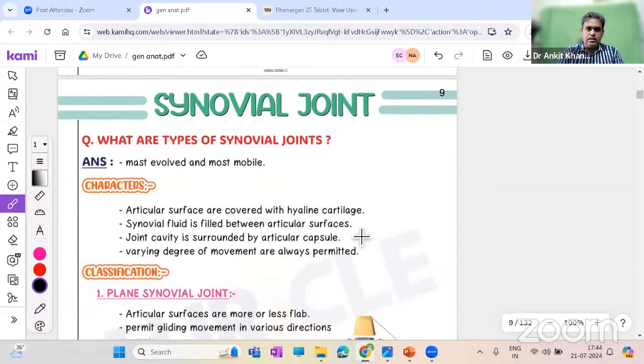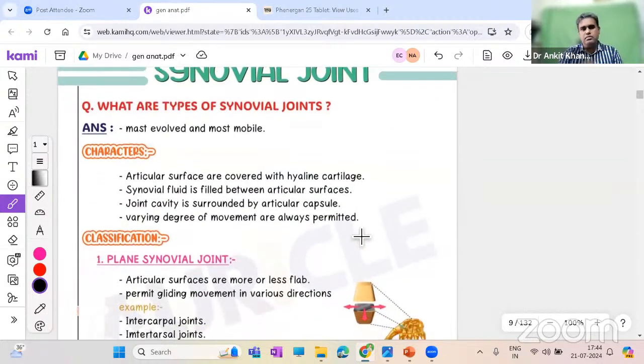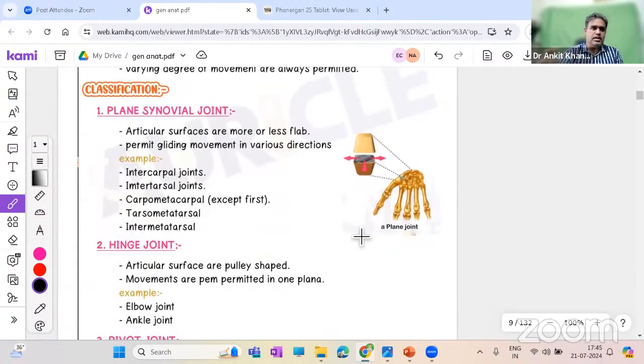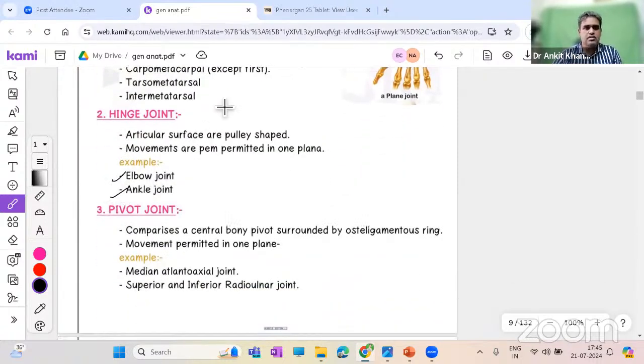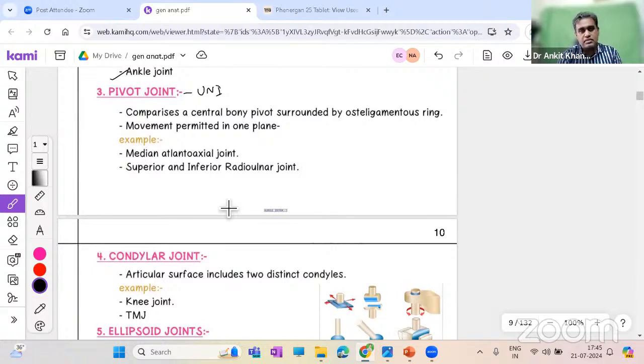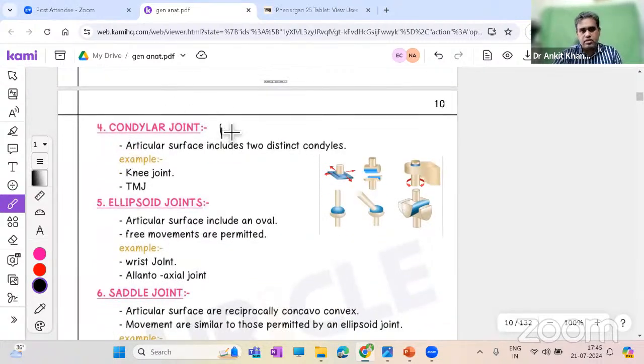Now let us move ahead. Types of synovial joints we already have discussed, but the most evolved joints are synovial. Let us go through it; examples we will see one by one. Plain: I just gave you examples of intercarpal and intertarsal joints. Hinge joints: I gave you an example of the elbow. You can also add the ankle over there. These are uniaxial. Pivot joints are again uniaxial, like when you're moving your head, the median atlantoaxial joint, and the radioulnar joint. Pronation, supination, uniaxial.